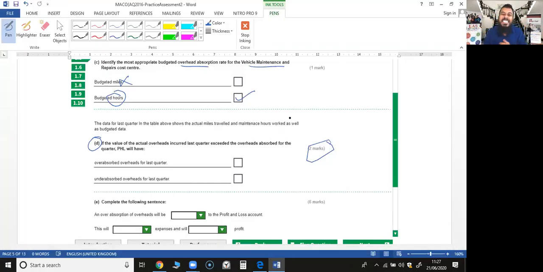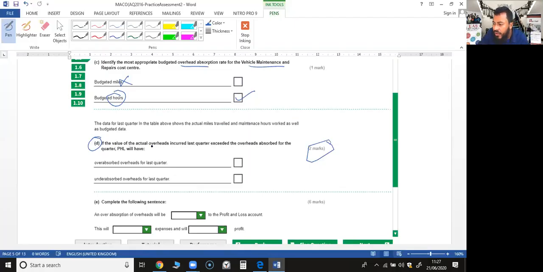Under absorbed means sad. Under absorbed, you're sad, crying. Under absorbed is not good. What is the general meaning of under absorbed? Under absorbed means whatever you budgeted as the cost, actually the cost is higher and what you absorbed is lower. Absorbed is under. Yeah. So keep your life easy. Over absorbed, you are happy. Under absorbed, you are sad. Let's read the question now.